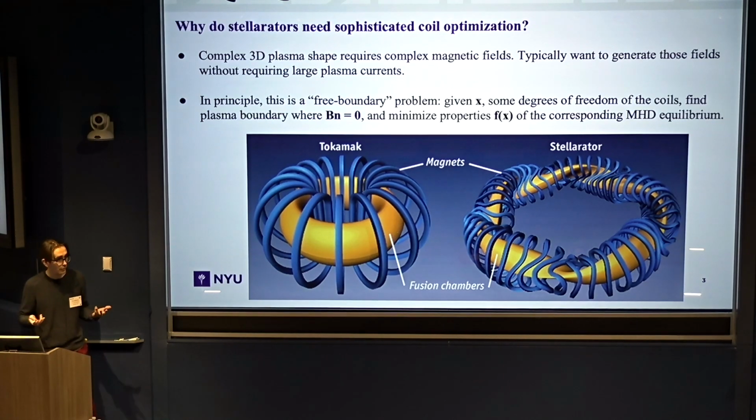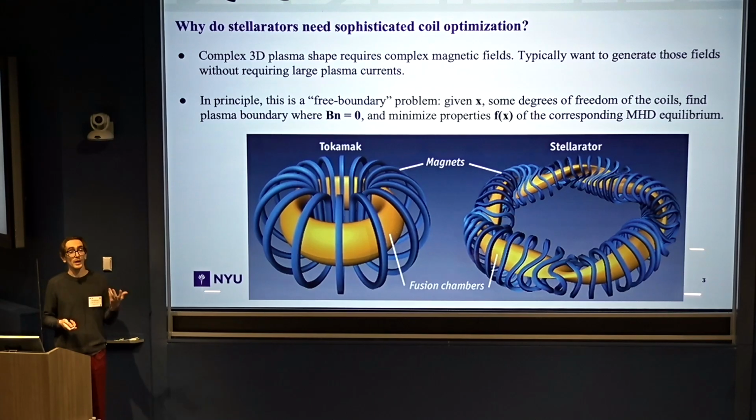In principle, this is a full free boundary problem. You're given some degrees of freedom of the coils. This can be the shape, location, currents of the coils. And you want to use those degrees of freedom to find a toroidal boundary where Bn equals 0 and minimize some physical properties of the corresponding MHD equilibrium corresponding to that boundary condition. Of course, this is the full free boundary problem, and this traditionally has been really hard to solve, not very robust when you try and do this in 3D.